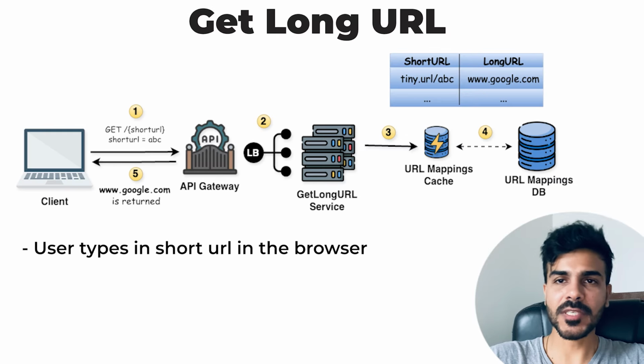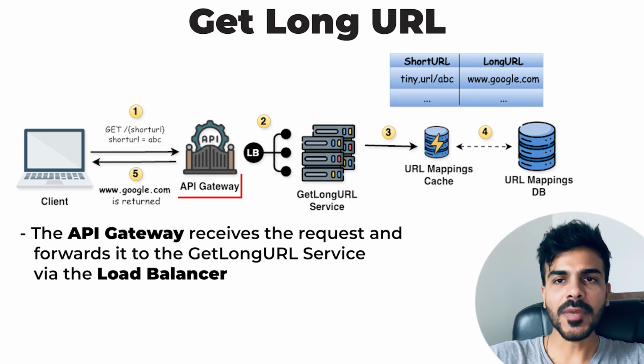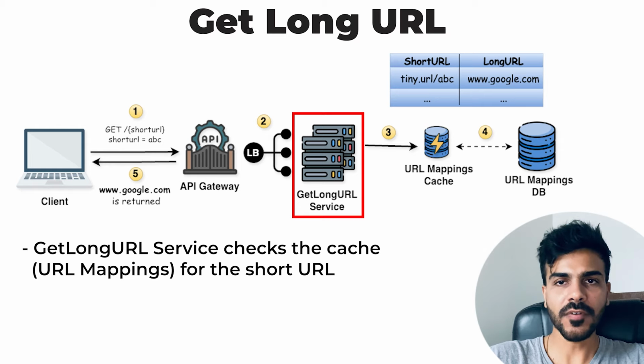The user first types the generated short URL in the browser. As soon as he hits enter, the browser would send a GET request to the API gateway on the /shortURL endpoint. This endpoint is the same thing that the person has typed in their browser. The API gateway would then receive this request and forward it to the get long URL service through a load balancer. The get long URL service would then first check the URL mappings cache to see if this short URL to the corresponding long URL entry exists.